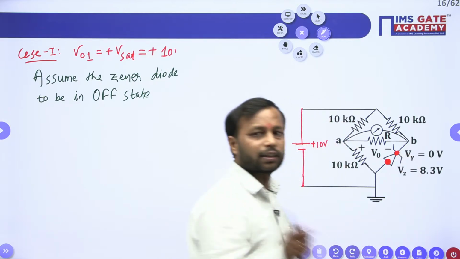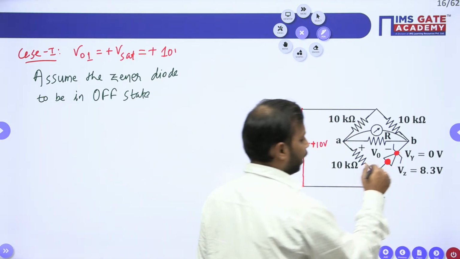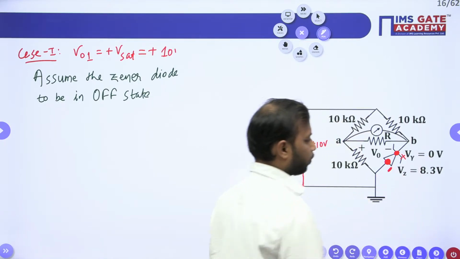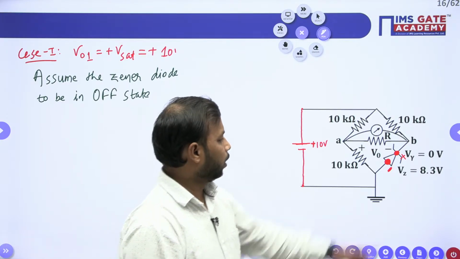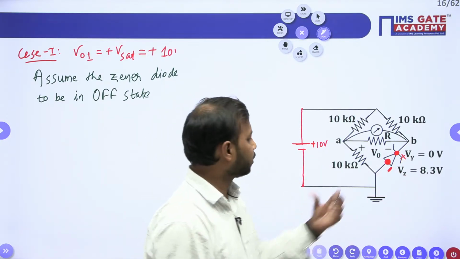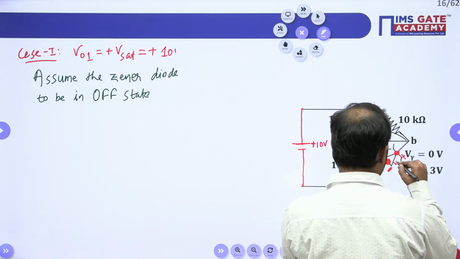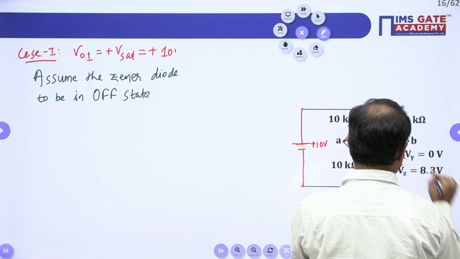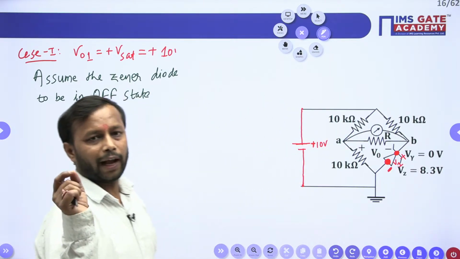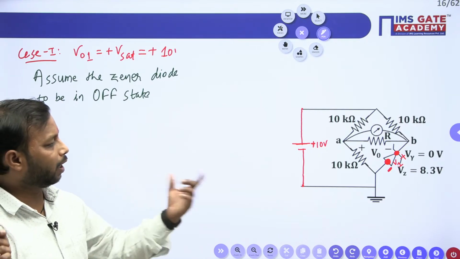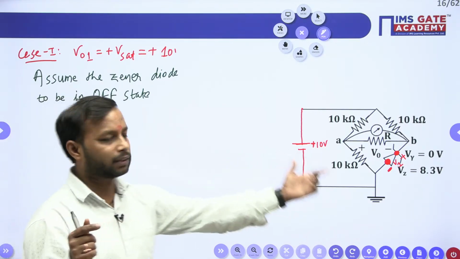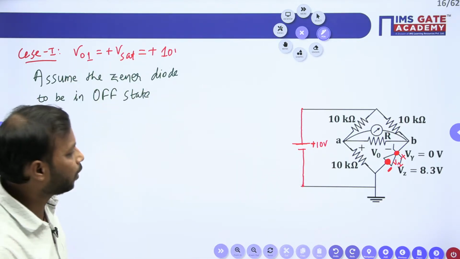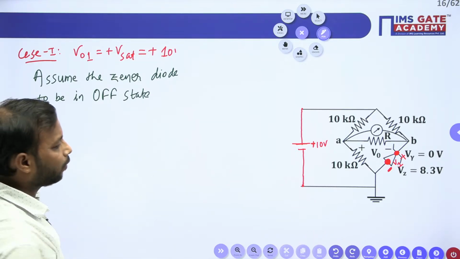And if this is reverse bias, then definitely this part will be plus and this part will be negative. Let us assume the voltage here as V1. Means I have assumed the voltage across the Zener diode as V1 by considering that it is in off state, and we are supposed to check this V1 value. Now for that, how are we going to find this V1 value?